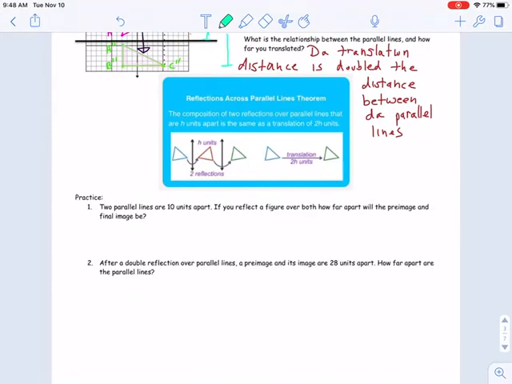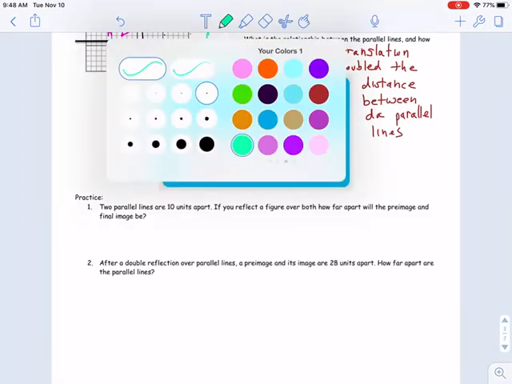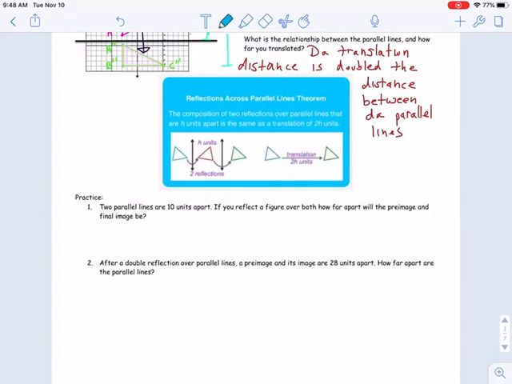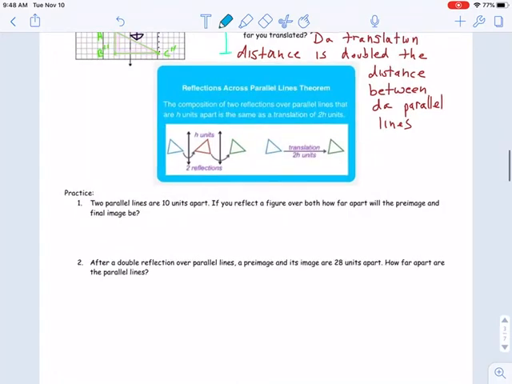2 parallel lines are 2 units apart. If you reflect a figure over both, how far will the pre-image and image be? All right, so what this is saying is that the parallel lines are 10 apart. So we got some lines. They're 10 apart. Image, we'll just do a smiley face or a star. How far will the stars be? Well, it's going to be 2 times 10, also known as 20. So that's the answer right there, 20.